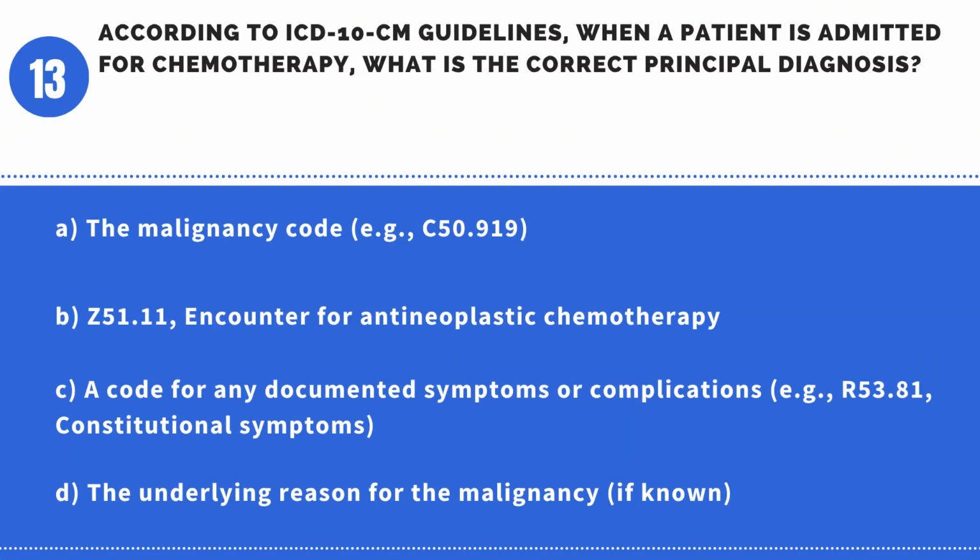Question 13. According to ICD-10-CM guidelines, when a patient is admitted for chemotherapy, what is the correct principal diagnosis? A. The malignancy code, e.g., C50.919. B. Z51.11, encounter for antineoplastic chemotherapy. C. A code for any documented symptoms or complications, e.g., R53.81, constitutional symptoms. D. The underlying reason for the malignancy, if known.